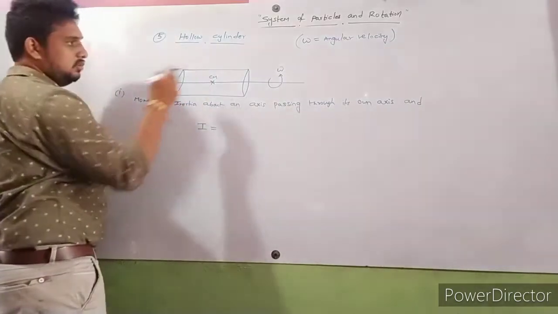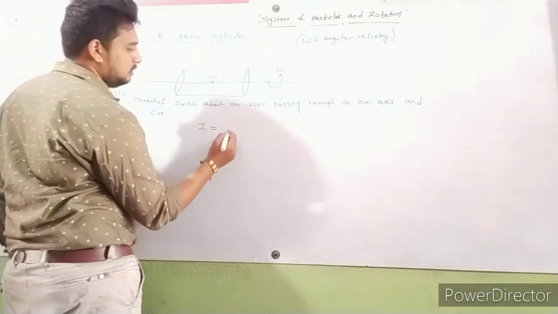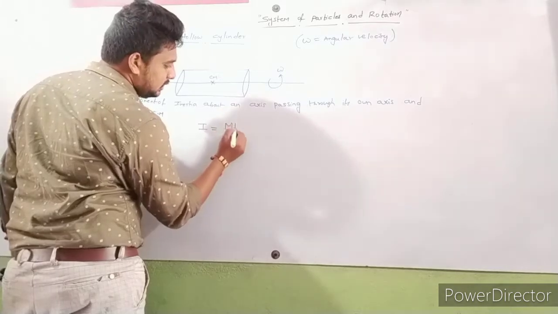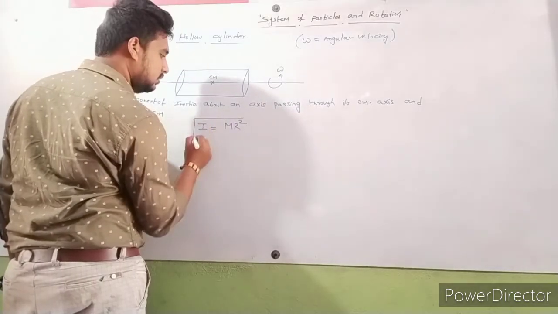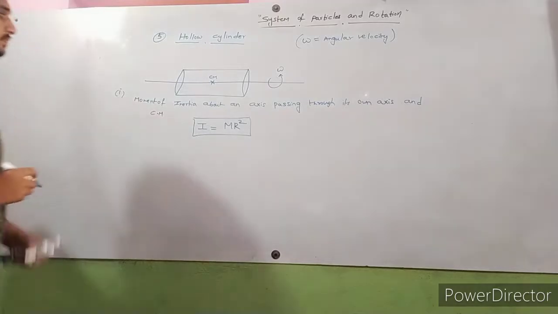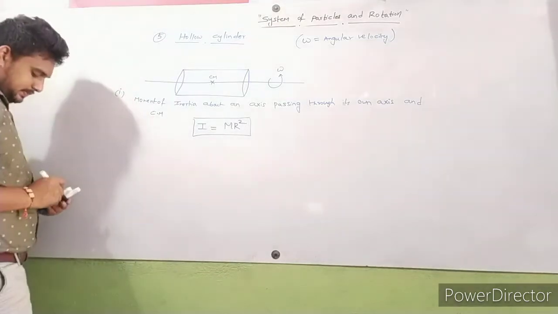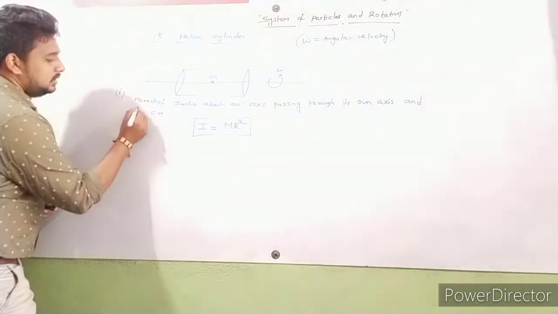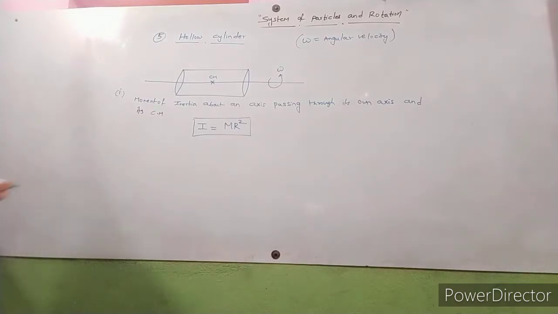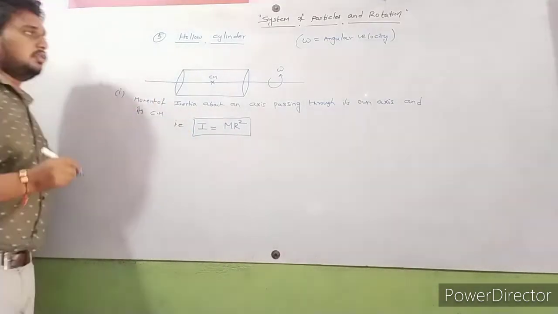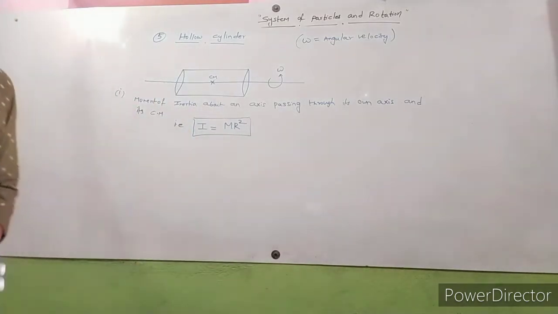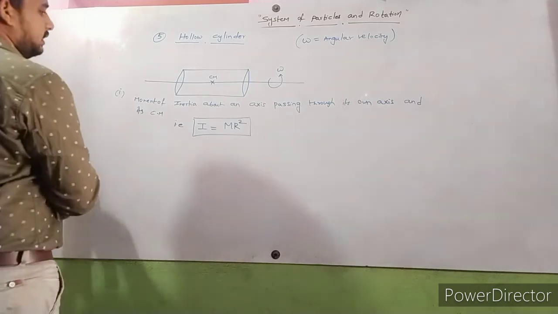Moment of inertia I for the hollow cylinder is mr square. Hollow cylinder is mr square. Moment of inertia about an axis passing through its own axis and its center of mass, I is equal to mr square. Next we will discuss case 2.